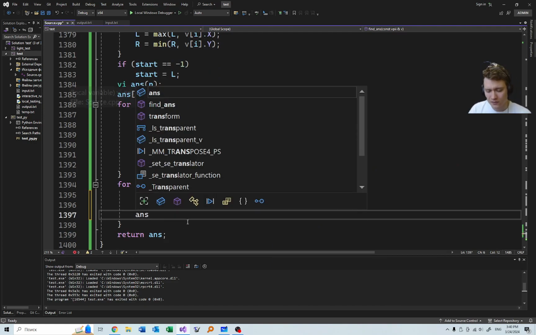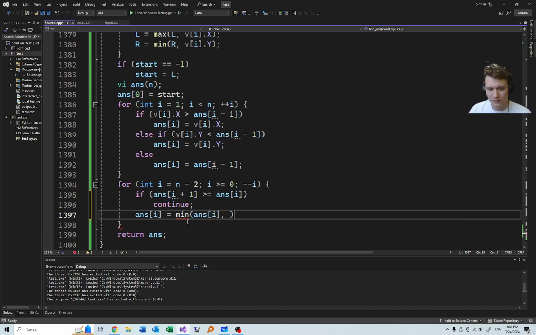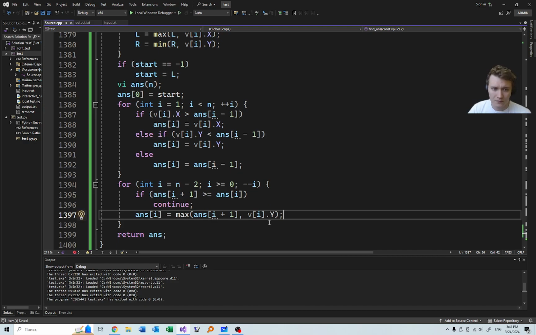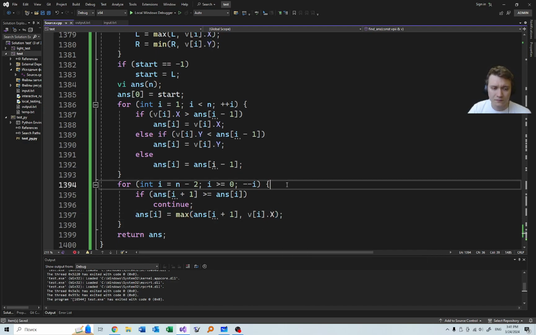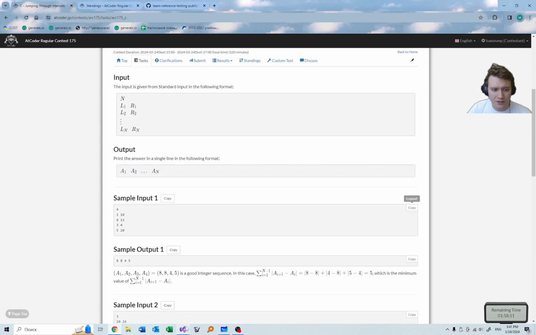We need to say that ans[i] is the minimum of ans[i] and something. Actually, we can choose it as a maximum. It should be at least ans[i+1], and vi.y, vi.x. Maybe that's it. Let's try and check it.